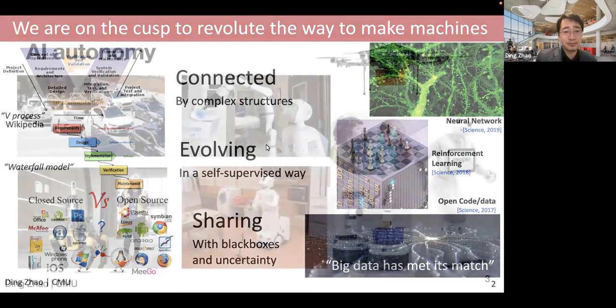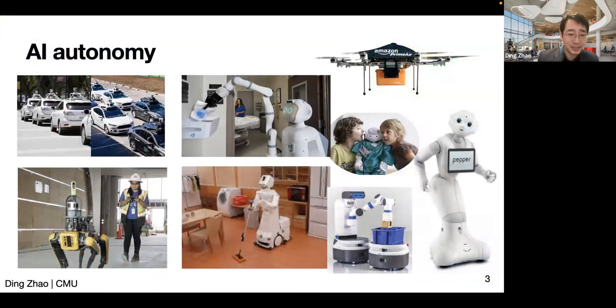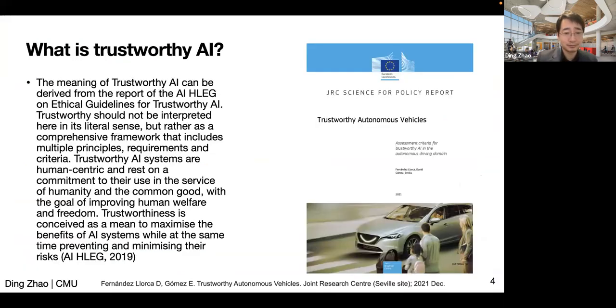Because of all those changes, we have a lot of very cool applications: self-driving cars, robots in the healthcare system, delivery drones, robots that can answer your questions and play with keys, working in a warehouse, household robots, assistant robots, and robots for manufacturing. All those new robots, which are cyber-physical systems, can enable a lot of new applications because of the change of technology.